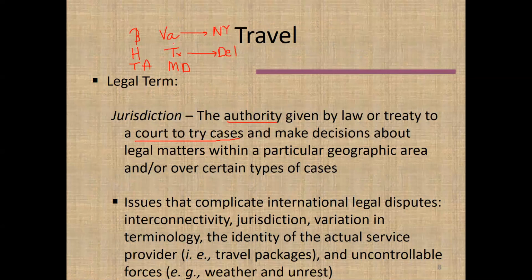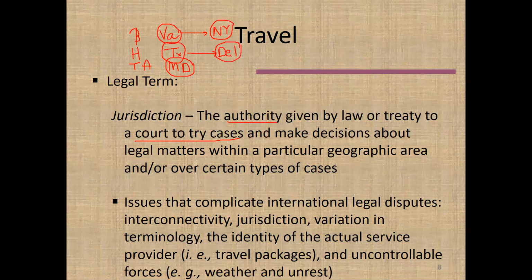Probably Bob would ideally like it to proceed in Virginia because that's what's most convenient for him. Very likely the hotel would like it to proceed in Texas because that's what's most convenient for it. Plus, it's where the witnesses in the case might be. If the employer is involved, the employer might want it to happen in New York. And if the travel agent perhaps is an issue or perhaps a defendant, he or she may want it to happen in Maryland. It's even possible that it could be heard in Delaware.